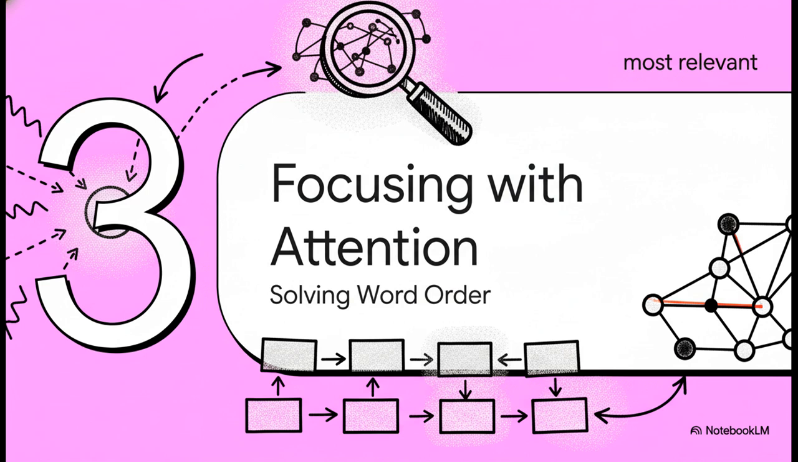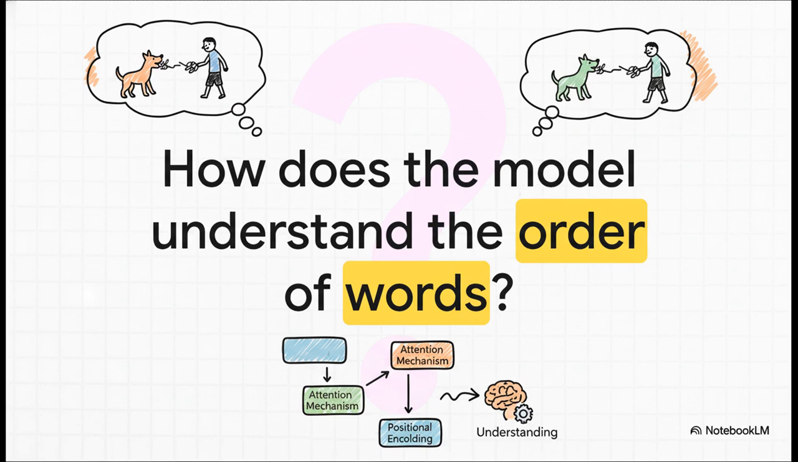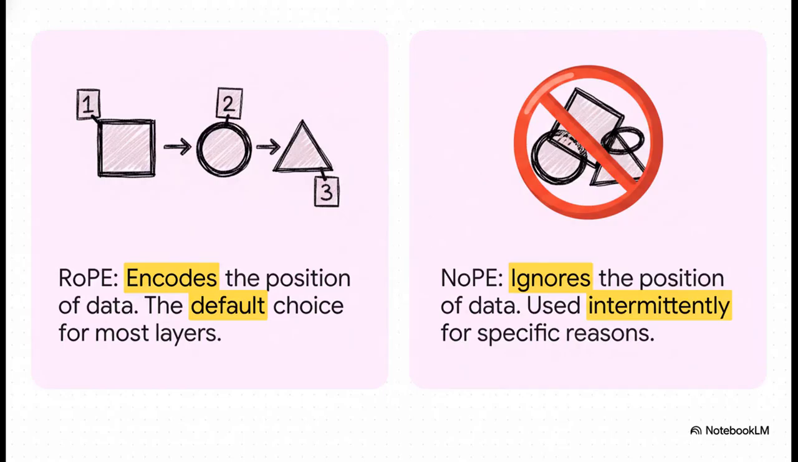Its big job is to figure out which words or which pieces of data are most relevant to each other. But to do that, it has to solve a really fundamental problem first. Yeah, how does the model even know the order of words? Think about it. The sentence, dog bites man, means something completely different from man bites dog. The attention part needs to know the position of every single word, and the blueprint has a pretty fascinating way of handling this. It basically gets a choice between two options.